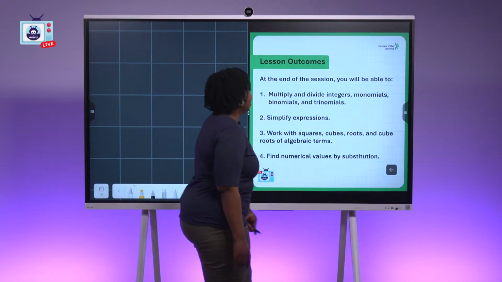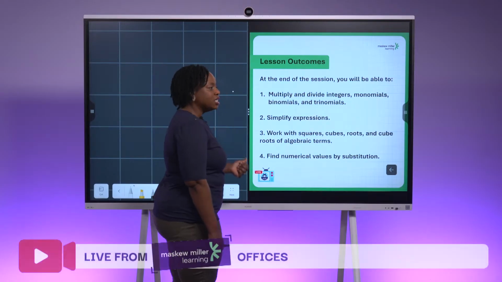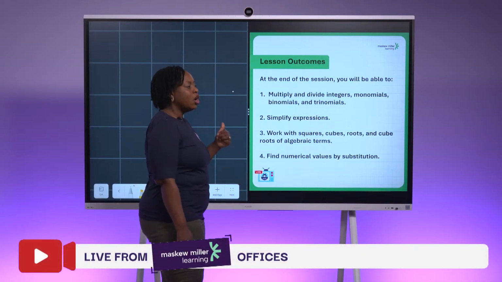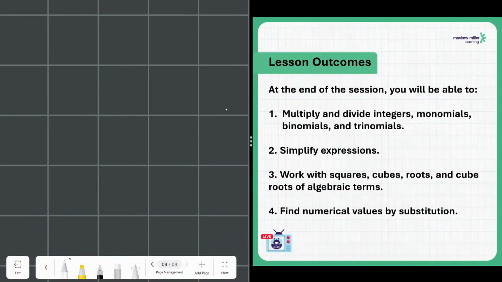With that, we are going to cover at the end of this session the multiplication and the division of monomial, binomial, and trinomial. So we need to know how to simplify the expression as well as working with the square roots and cube roots in each and every algebraic term, if time allows. And also how to find the numerical values after you substitute. But that is only if the time allows us to do so.